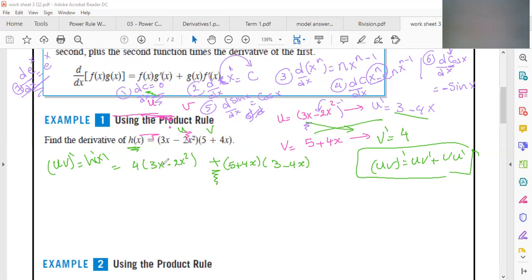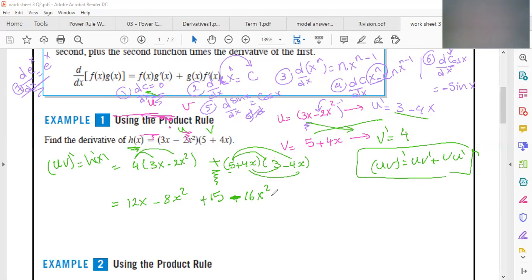Then, as you learned before, I have to simplify this one. Distribute, it will be 12x minus 8x squared. Here, how do we multiply? Solve it any way, but I prefer to multiply first by first. It will be plus 15. Second by second, it will be negative 16x squared. Here I multiply by every term in the second bracket.